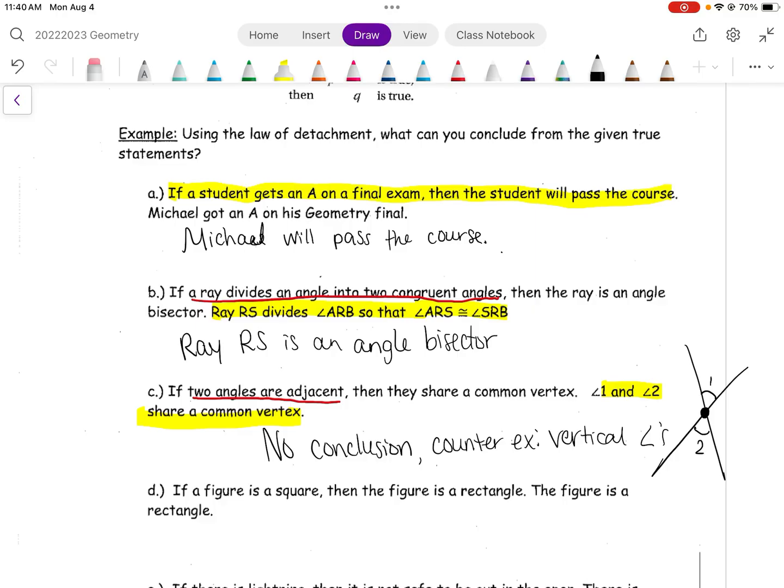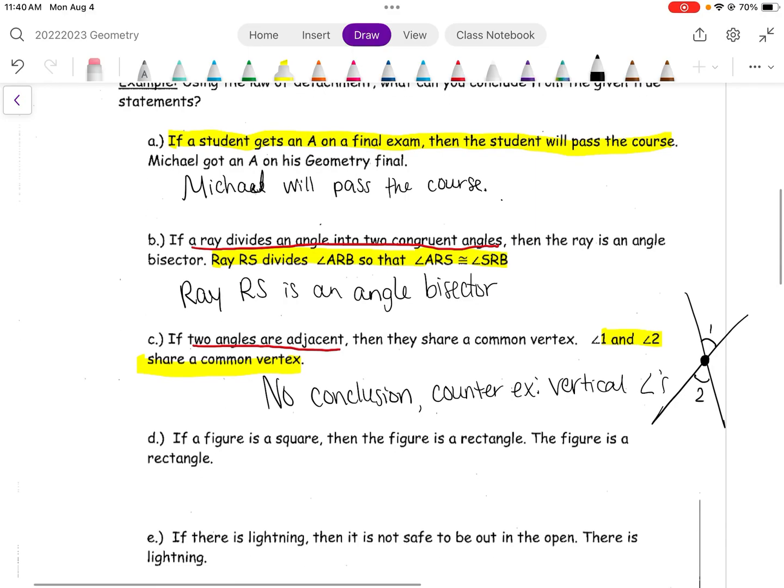That one's tricky. Okay, I want you to try the next one though. Remember, you want the detached statement to fit your hypothesis. If the hypothesis is true, then the conclusion must be true. If a figure is a square, then the figure is a rectangle. The figure is a rectangle. Remember, we want this to match the hypothesis. Does it match the hypothesis? No. Again, just like the last one, it matched the conclusion. So this one's also no conclusion. You could come up with a counterexample for this one too.